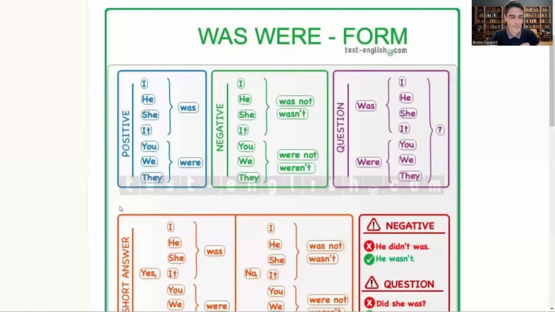Hello, students. This is me, teacher Bruno, and today we're going to study the verb to be, but not in the present, in the past. So was and were are the forms of the verb to be in the past.